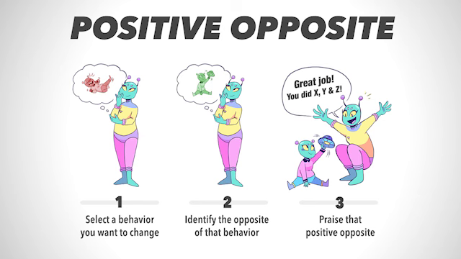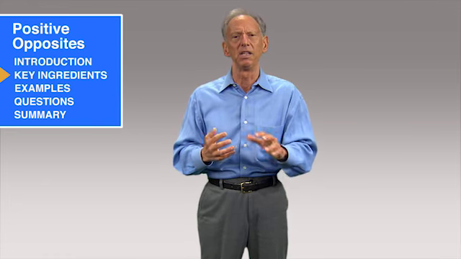Brief summary, 3 components. What behavior that you don't want the child to do? Second component, what's the opposite behavior you want there instead? Third component, praise the positive opposite whenever you see it. Now, developing the positive opposite puts the emphasis on replacing or building the behavior, and that will lead to a decrease in the behavior you don't want.